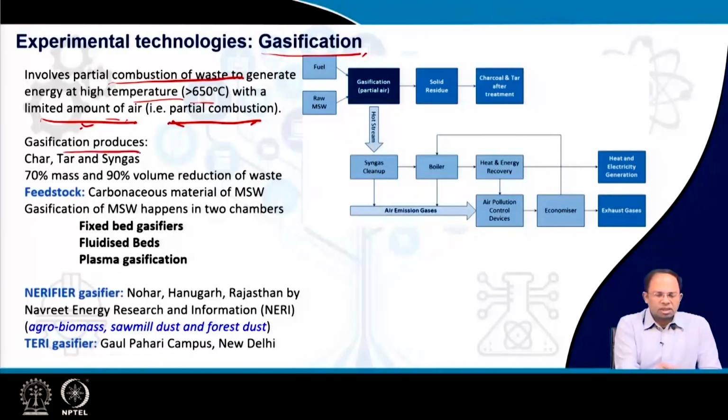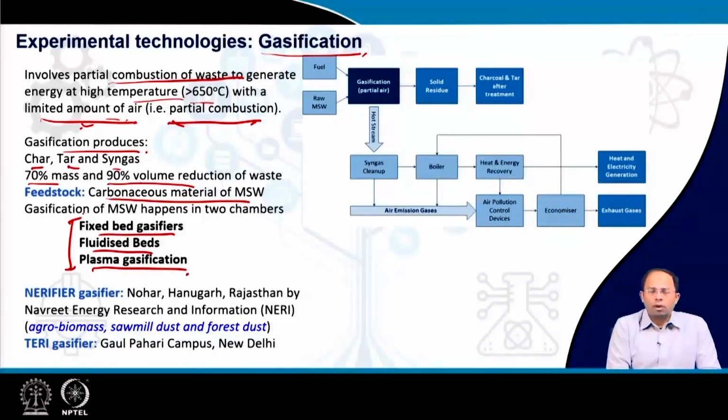This gasification process produces tar and syngas, similar to the pyrolysis process more or less. There is 70% mass and 90% volume reduction of the waste. So whatever waste goes in, it is reduced by almost 90%. The feedstock is carbonaceous material of municipal solid waste, and gasification of MSW happens in two chambers, the first chamber and the second chamber. Usually we have fixed bed gasifiers, fluidized beds, or plasma gasification systems. These are the different types of gasification systems that are being worked upon.